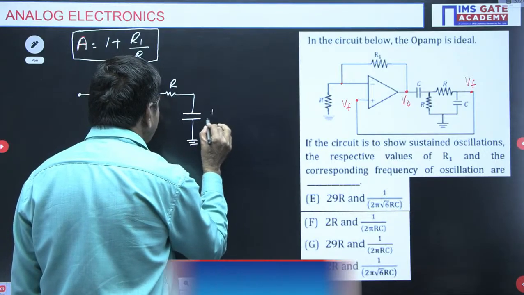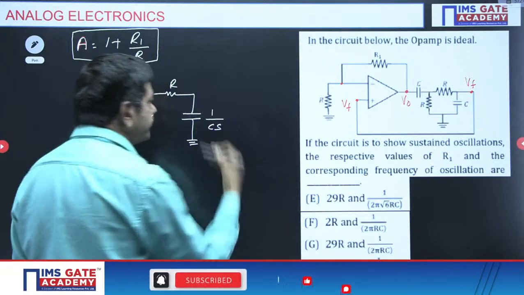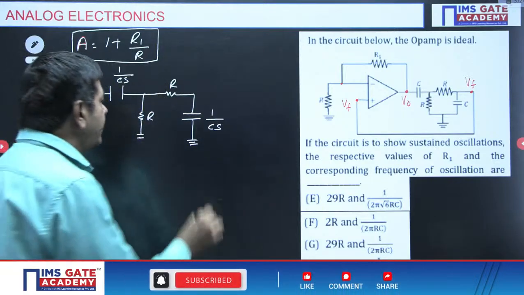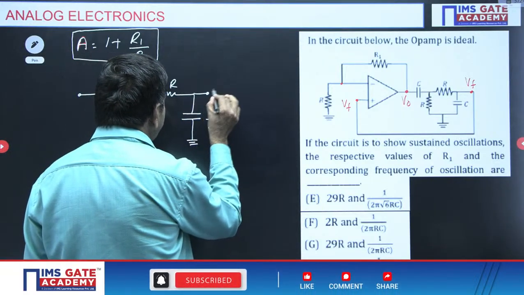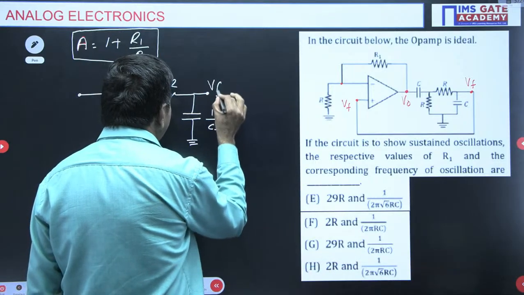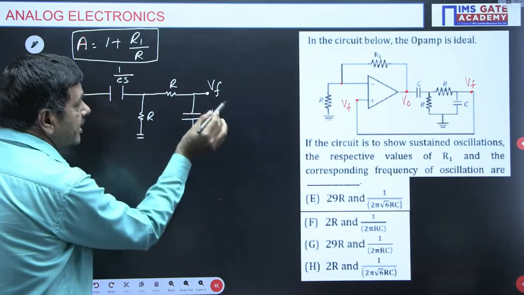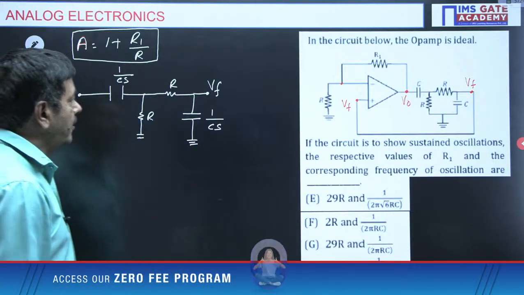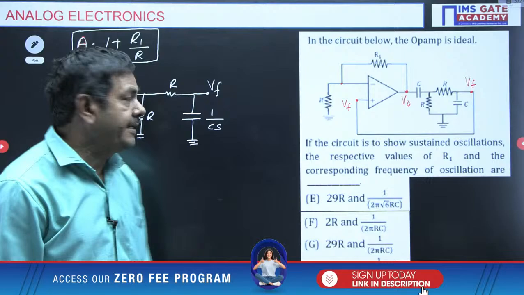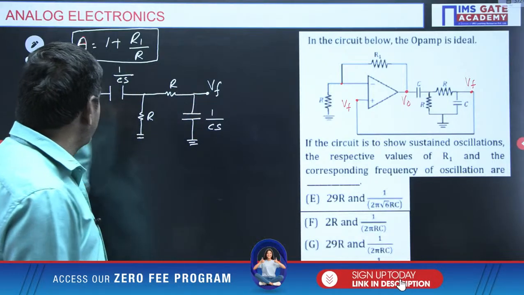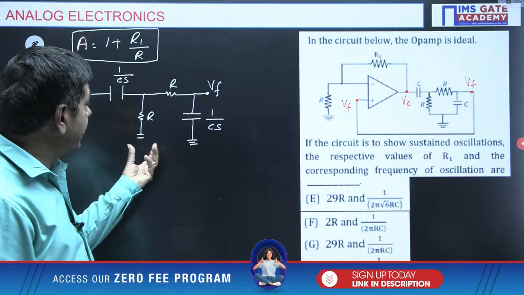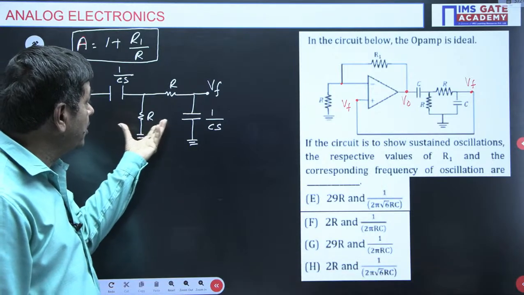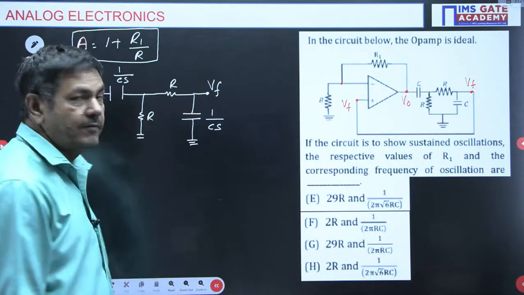I can take 1 by Cs again. And this voltage is nothing but the VF. We know very well, VF. This voltage here I want to take as V0. Beta is nothing but VF by V0. But in this network I want to simplify to get the VF by V0 value.